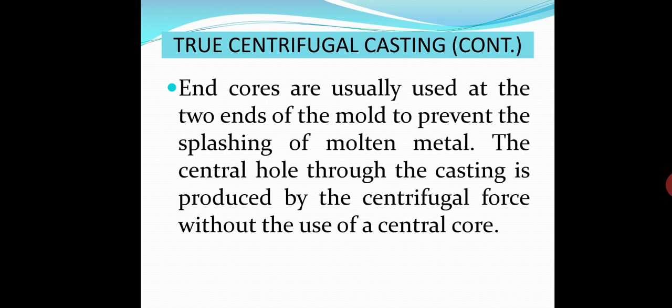Here, end cores are usually used at the two ends of the mold to prevent the splashing of molten metal. The central hole through the casting is produced by the centrifugal force without the use of a central core. So, here the cores are just used at the end to prevent the splashing of the molten metal. But we usually use cores to produce a hole. But here the central hole is produced because of the centrifugal force. No core is required.